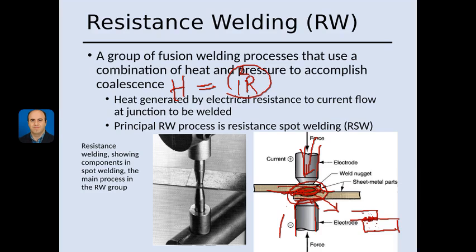And the material that we use for the electrodes is copper. So if you use copper, you don't have much resistance. So the resistance here is low, so the heat is going to be low in the electrode. So more energy will be spent within the metal.